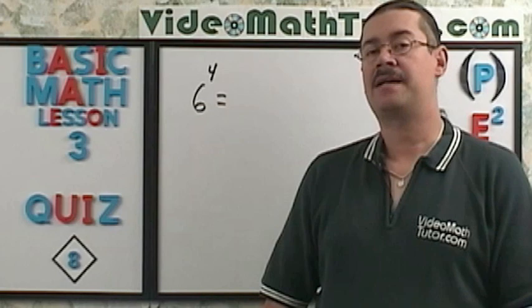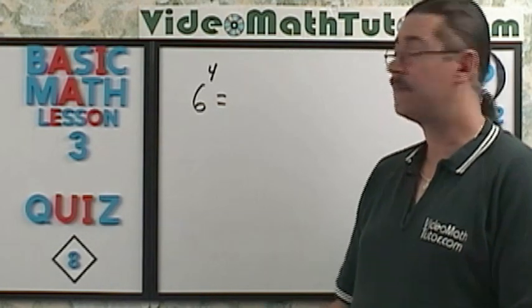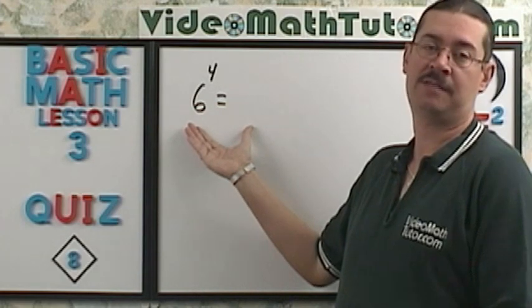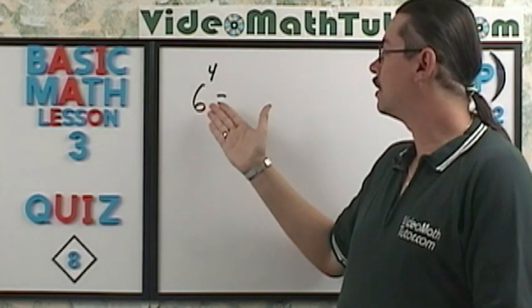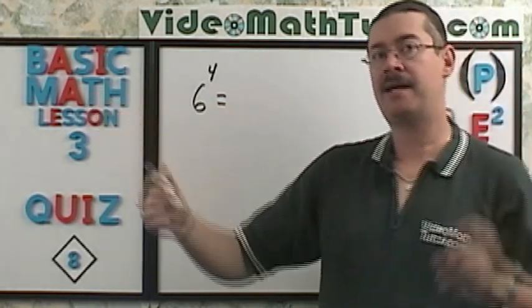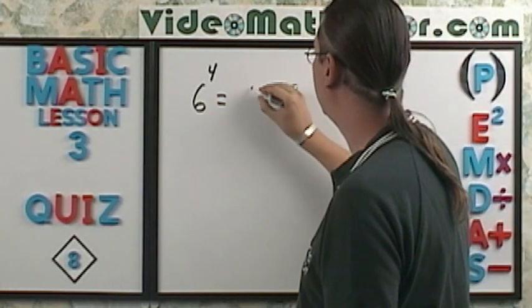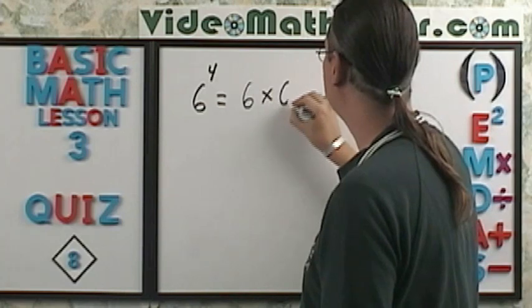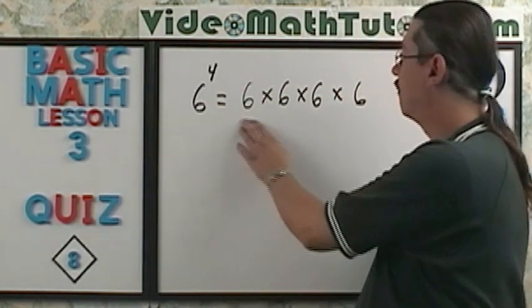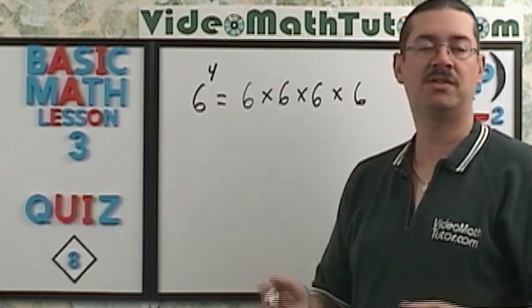Question 8 asks to write the expanded form of something that's in exponential form, or exponent notation. So this is 6 to the 4th power. How do we expand that out? Well, it's pretty easy. You're just going to write down 6 times 6 times 6 times 6. 4 of them because it's to the 4th power. That's all you have to do.